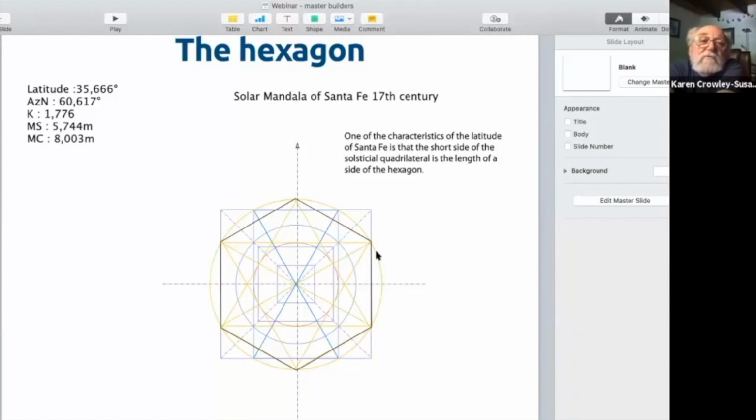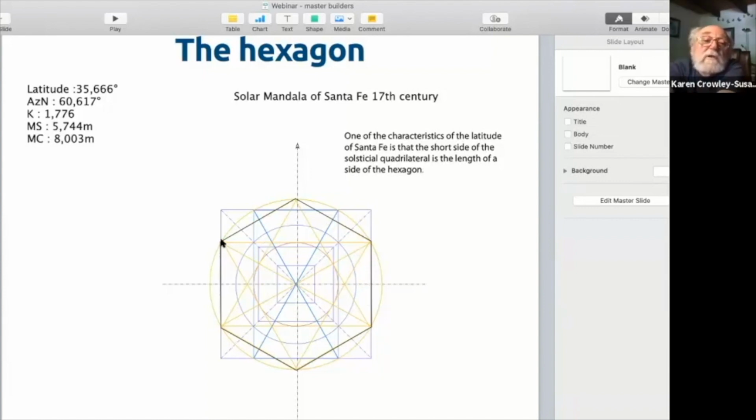It is the natural pattern of the place because, as you can see, the AZN, which means the north azimuth of the summer solstice sunrise, this line, is 60 degrees, very close. And 60 degrees makes a hexagon. The hexagon has angles of 60 degrees, okay?